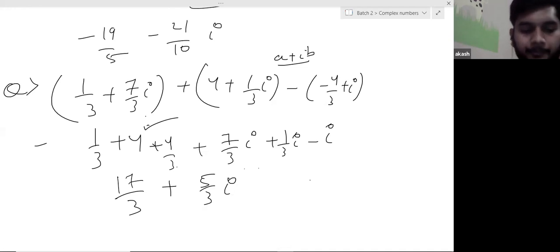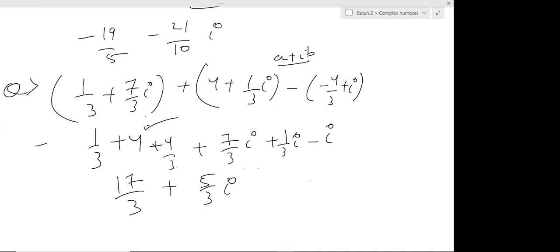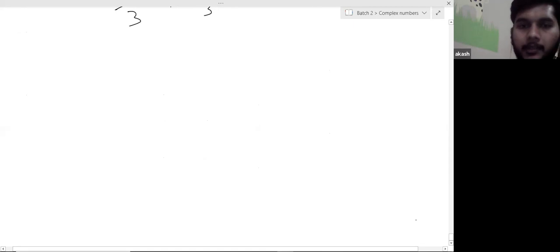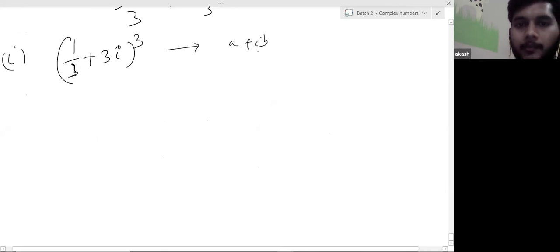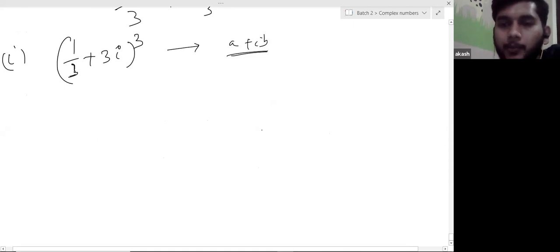Clear? Done. Okay. Now a bit different type of questions. 1 upon 3 plus 3i whole cube, a plus ib form. Right. You all know a plus b whole cube. Peer, what is the formula of a plus b whole cube?